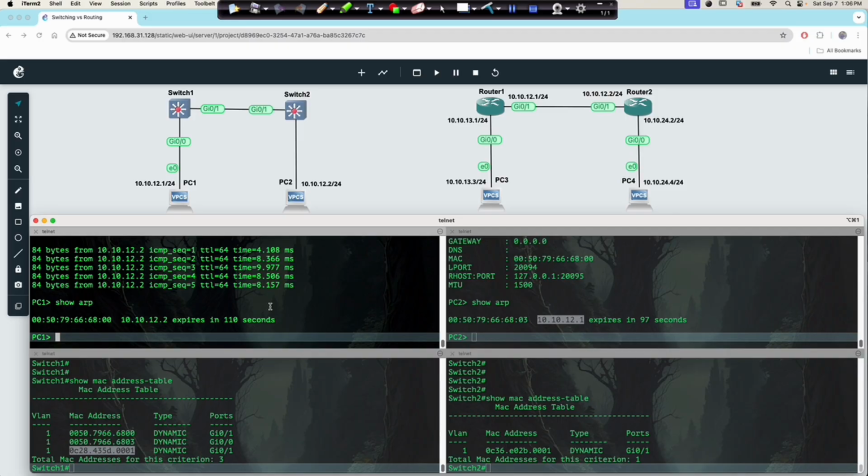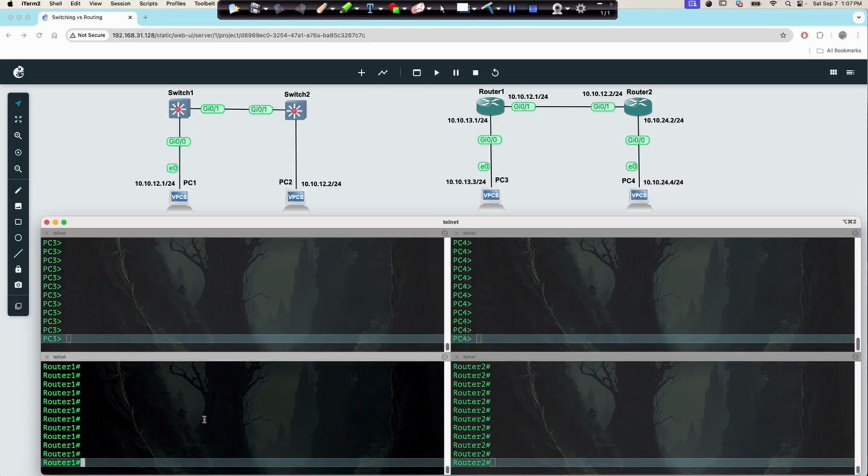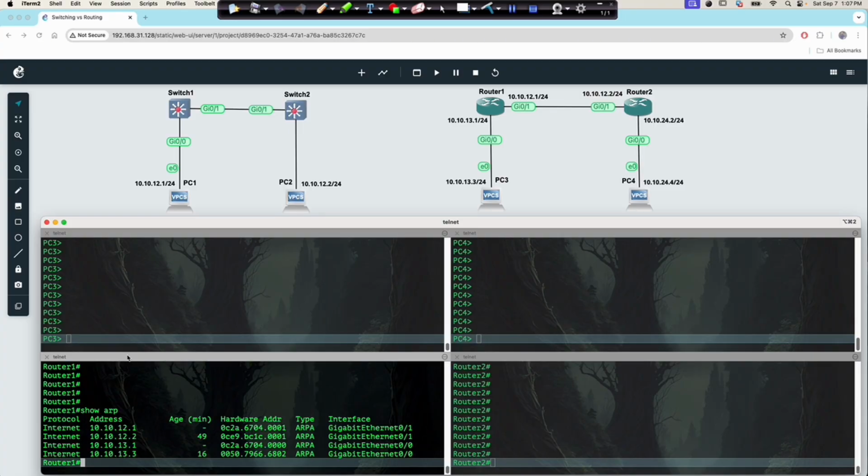Let's see the ARP entry for my next topology. Now here, if we see the ARP entries from router 1, show ARP, it's showing four entries. One is for its own interface, which is gig 0/1 and connected with router 2. One is for gig 0/1 of router 2, and gig 0/0 is connected with PC3. And as you can see, there is no age entry for its own local MAC address entries, which are here the first entry and third entry. And it has an age entry for its next hop IP address.